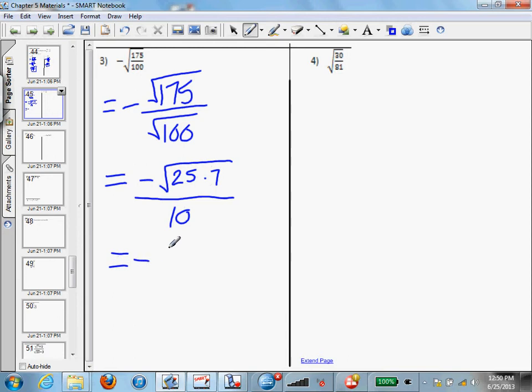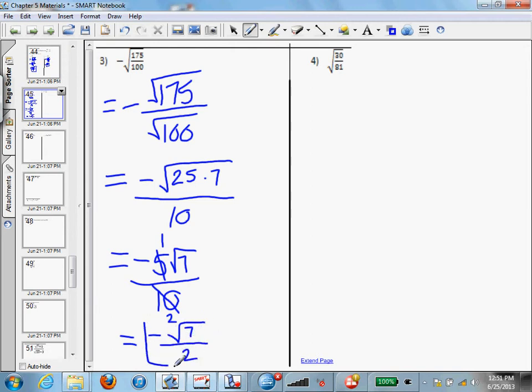So if we look, we have our negative still. That 25 can come out of the radical as 5, leaving 7 under the radical. We have our 10 on the bottom. And now we can use some simple algebra to make our fraction become making 5 go into itself once and going into 10 twice. So that's going to leave us with a negative square root of 7 over 2.